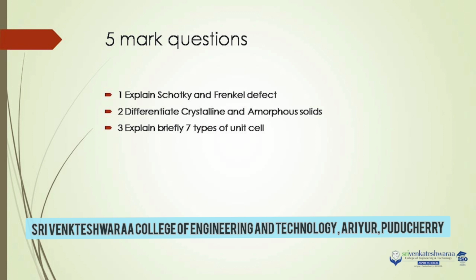ஏன்னா வேக்கன்சிஸ் இருக்குது, அதனால டென்சிட்டி டிக்ரீஸ் ஆகுது. ஆனால் Frenkel defectல பார்த்தீங்கன்னா அந்த ions are occupying the interstitial position, அதனால density வந்து vary ஆகாது. That is about the Schottky and Frenkel defect. Just go for the differences between crystalline and amorphous solids.